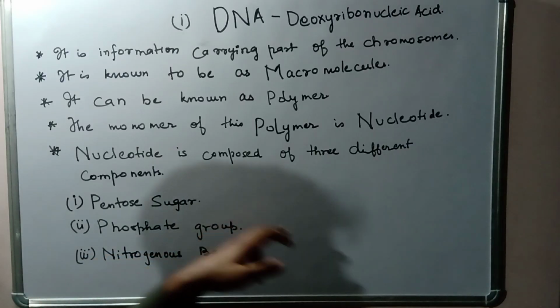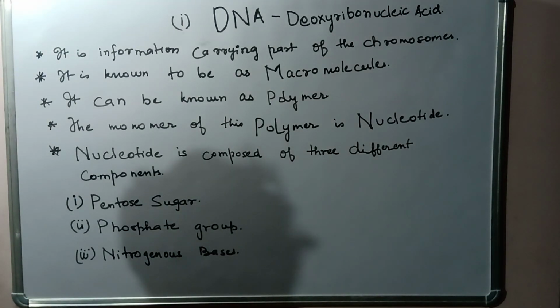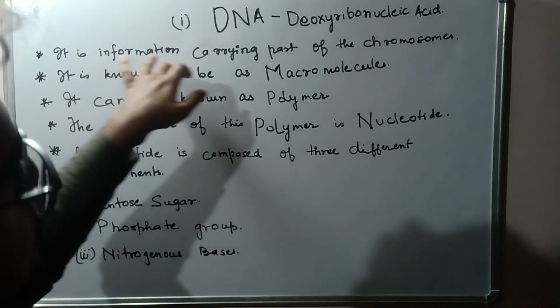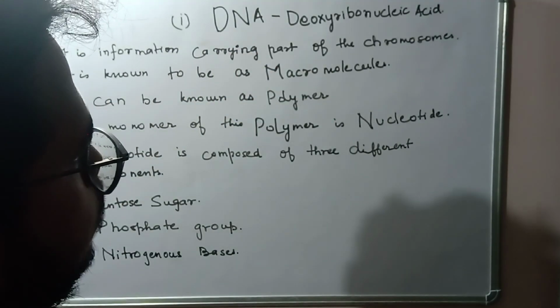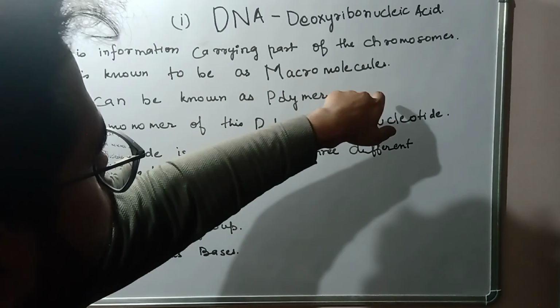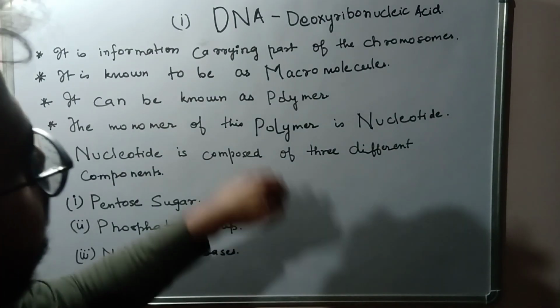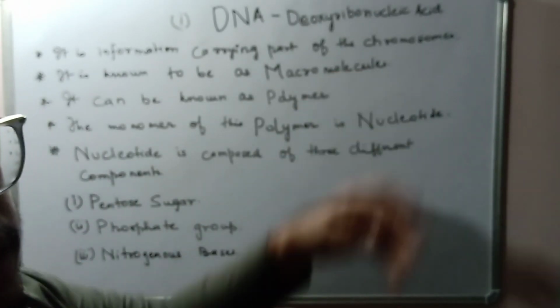First one is pentose sugar, and the next one is phosphate group, and the third one is nitrogenous bases. First we have talked about that DNA is the information carrying part of the chromosomes, and second, it is known as a macromolecule, and third, it can also be known as a polymer, and the monomer of this polymer is nucleotide.